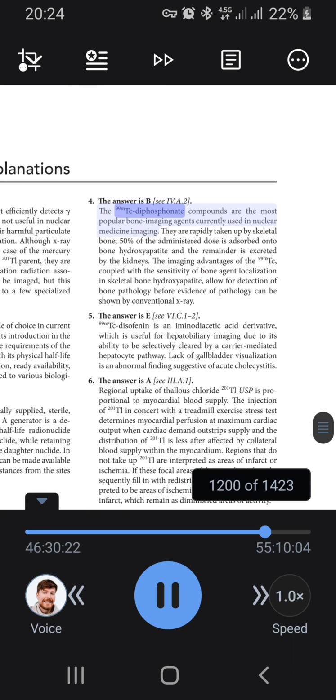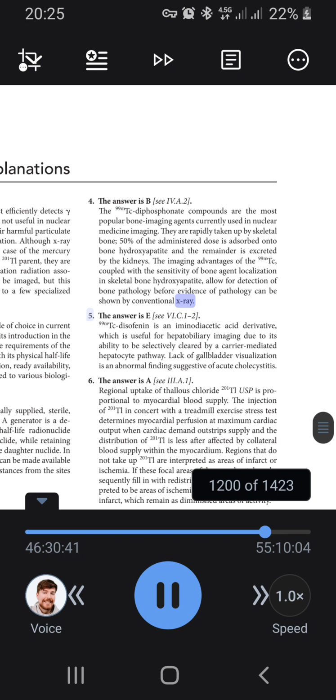4. The answer is B, C2. The 99mTc diphosphonate compounds are the most popular bone imaging agents currently used in nuclear medicine imaging. They are rapidly taken up by skeletal bone. 50% of the administered dose is adsorbed onto bone hydroxyapatite, and the remainder is excreted by the kidney. The imaging advantages of 99mTc, coupled with the sensitivity of bone agent localization in skeletal bone hydroxyapatite, allow for detection of bone pathology before evidence of pathology can be shown by conventional X-ray.